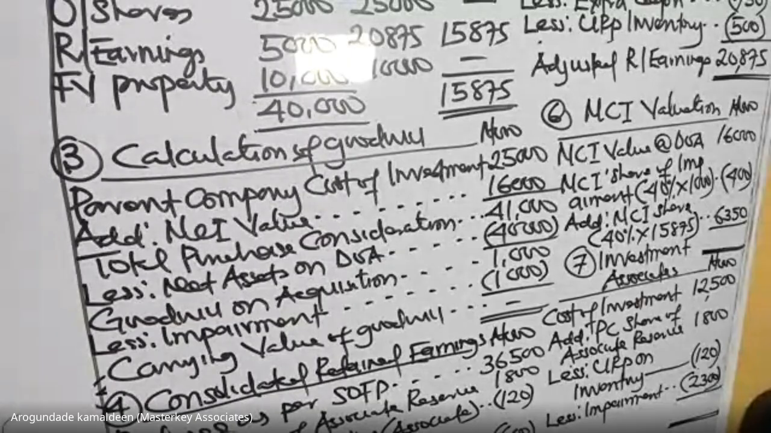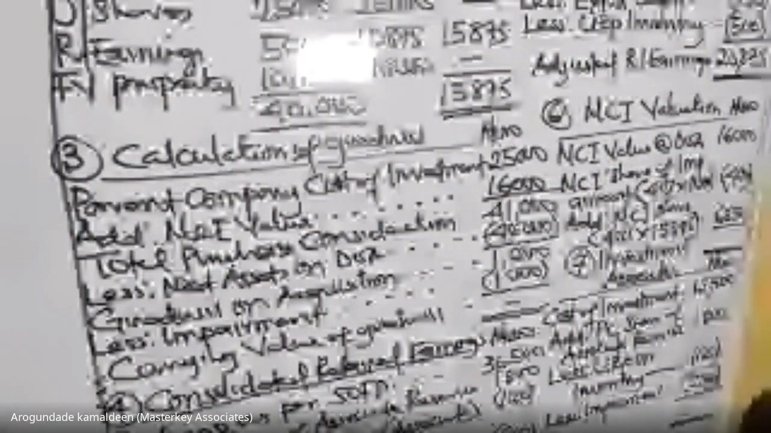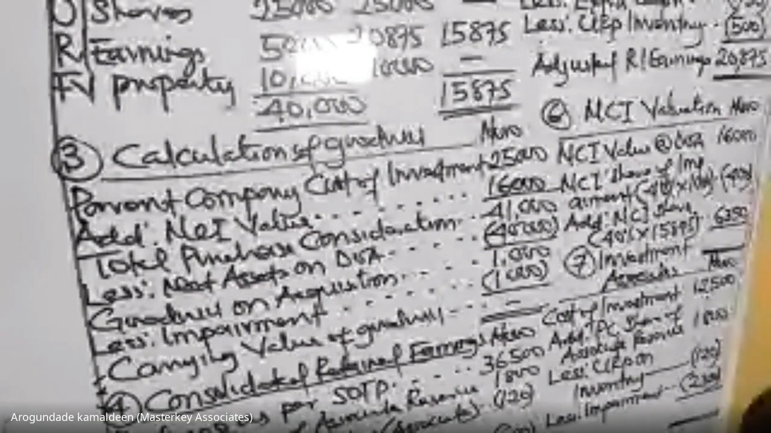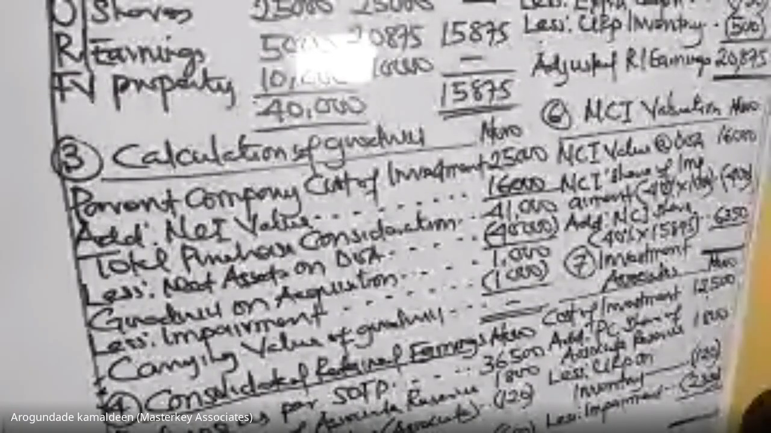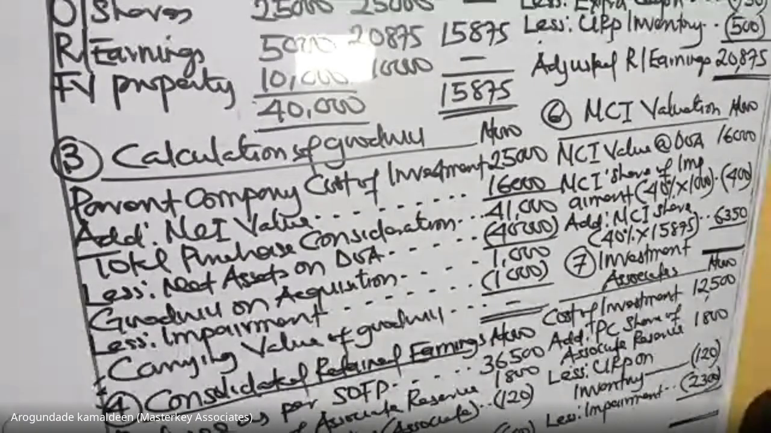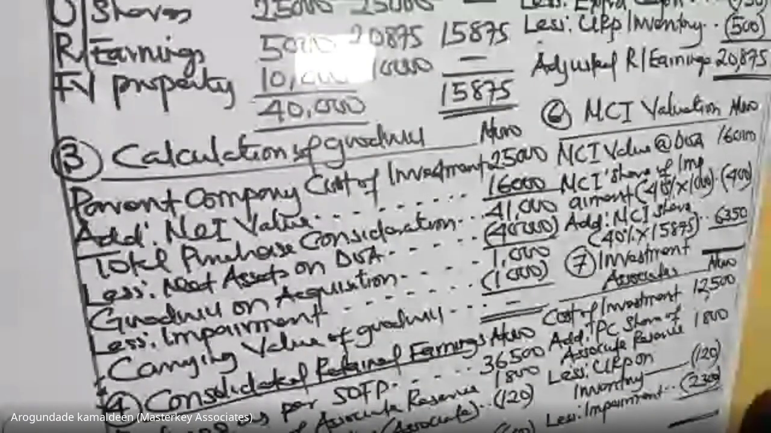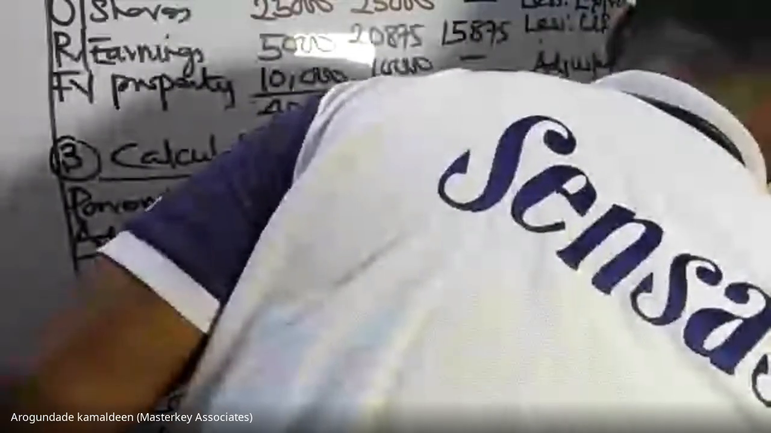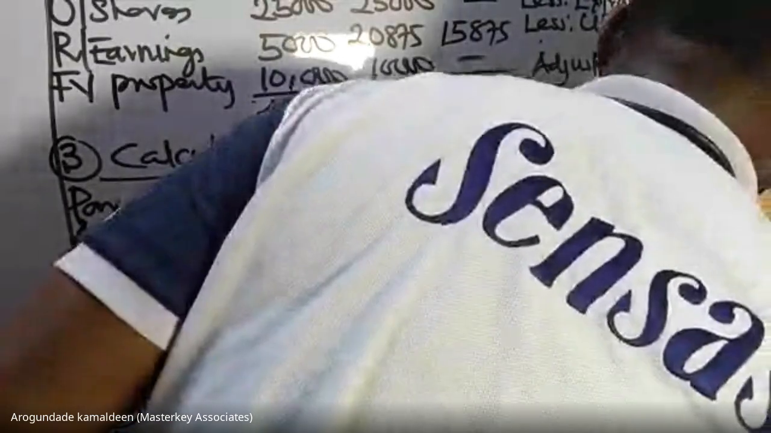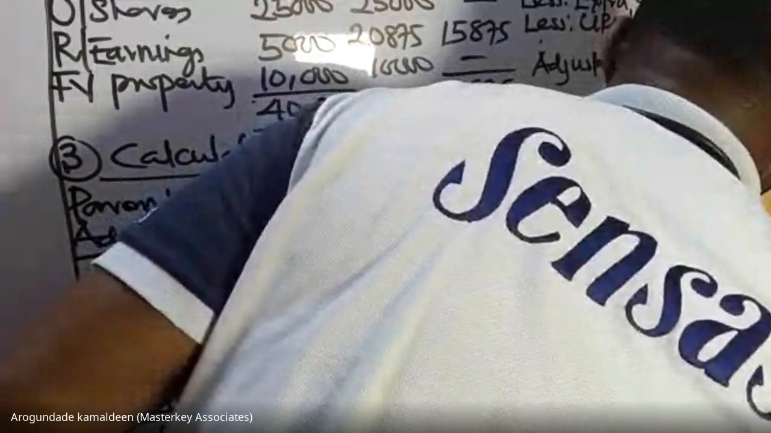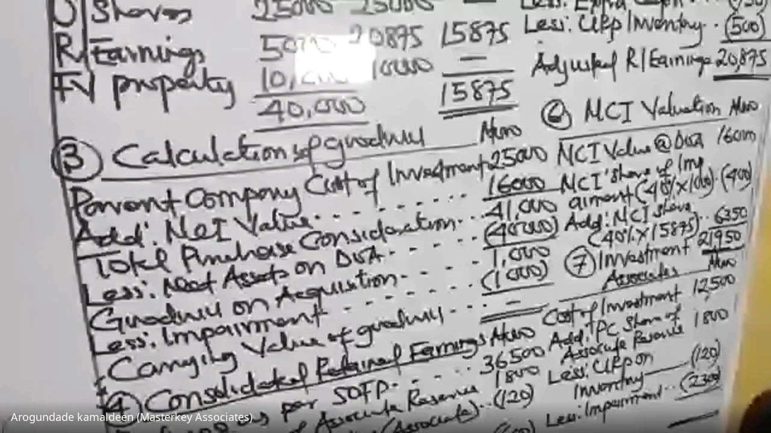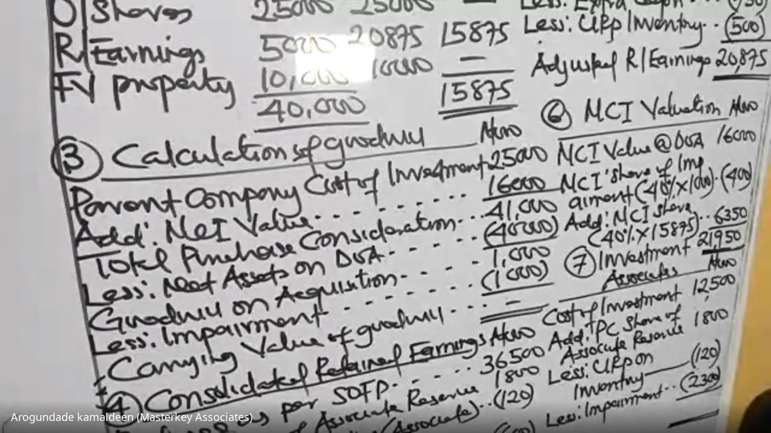So let's find now the closing value of the NCI. So 16,000 minus 400 plus 6,350. That will be 21,950. 21,950. This is the closing value of the NCI that will go to the consolidated statement of financial position.